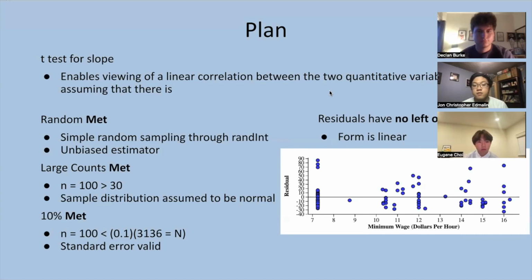And of course, we can see that our residuals have no leftover form from this dot plot of the residuals. This means that we can assume that the form is linear, making a slope valid.